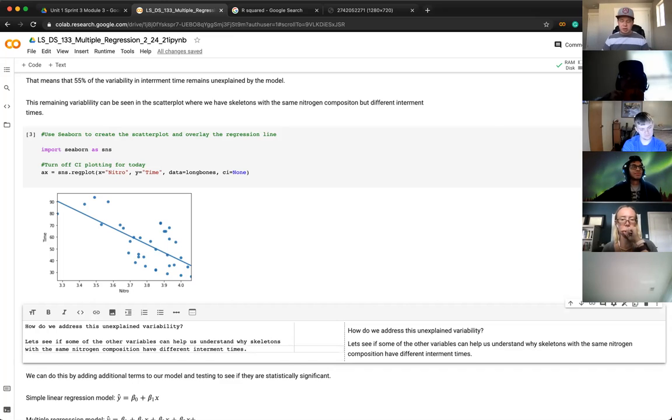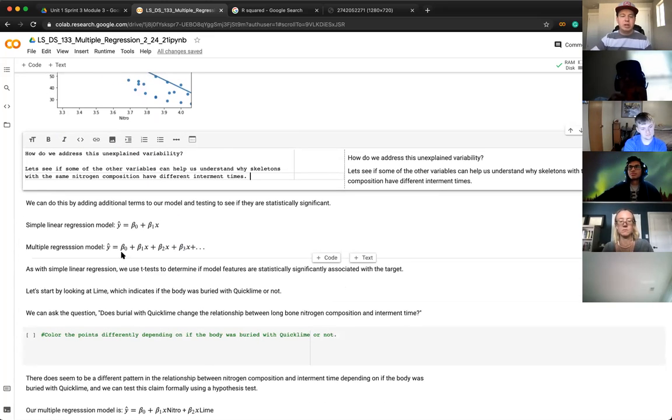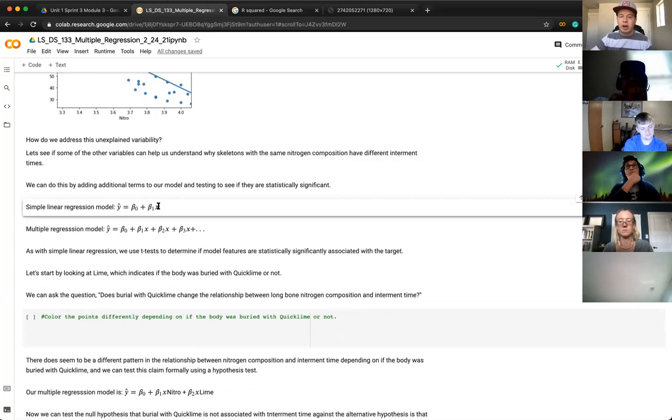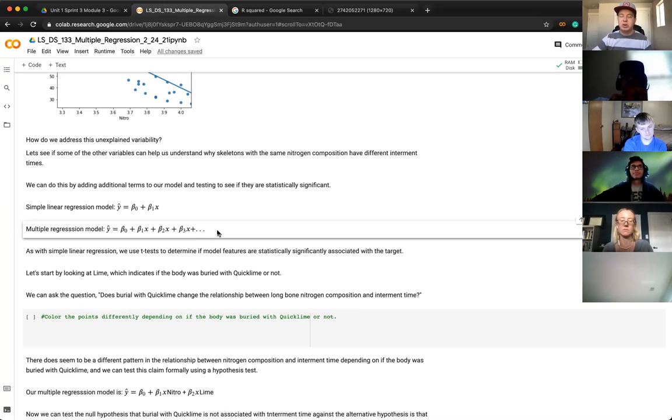Right, so nitrogen composition has already captured some of the meaning here, some of the signal. We want to see, can we find something that is influencing interment time in addition to, that is unexplained by the nitrogen levels, right? Something that we're not currently capturing, all right? So we're going to do this by taking our simple linear regression model, turning it into a multiple regression model, and adding additional variables, or X variables, to our equation here, right? Notice there's a dot, dot, dot here on the end. You could add as many as you want in theory, okay?